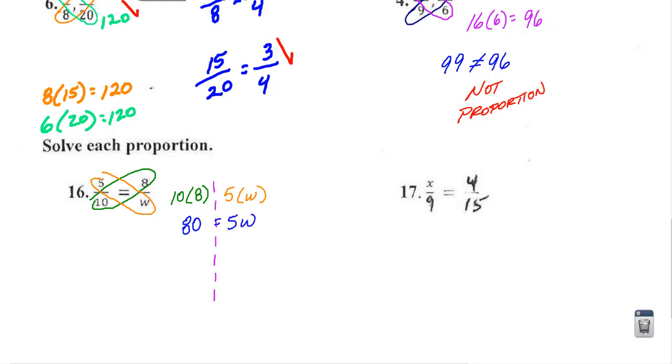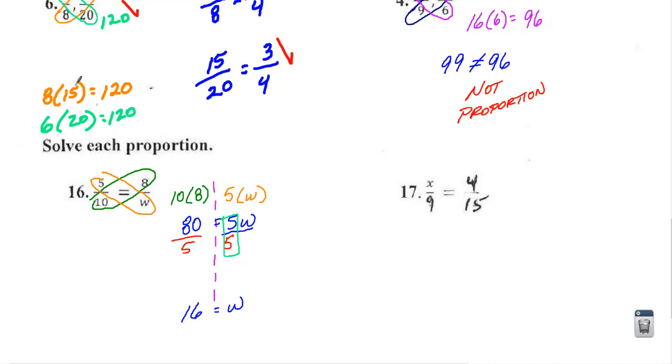Then we identify that 5 here is the coefficient. 5 tells us how many W's there are. What we want to find out is how much 1W equals. That's our goal. So to figure out what 1W equals, if we have 5 W's, we need to divide that by 5. And if we do it on that side, we also do it on this side. We divide it by 5 because this gives us 1. 1 times W is W. And 80 divided by 5 is 16.